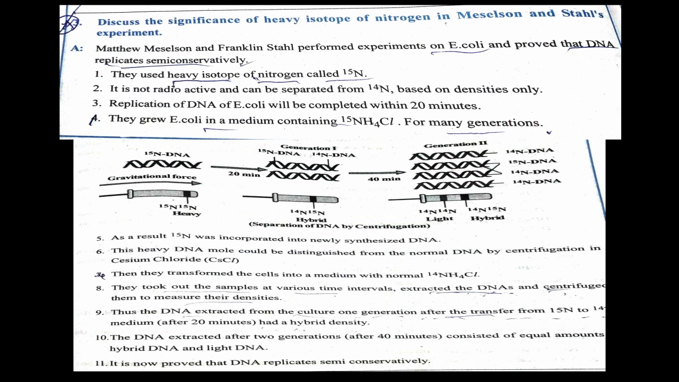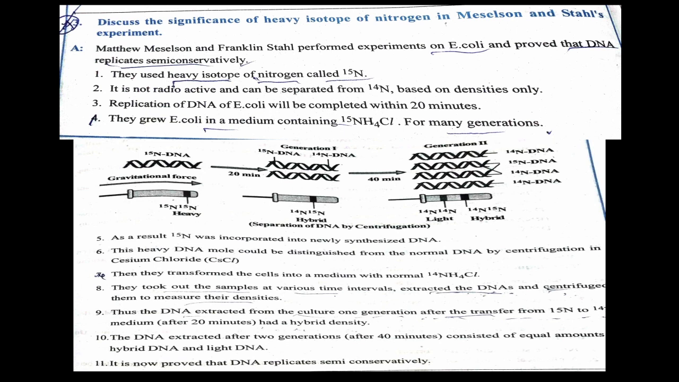For this, they used the heavy isotope of nitrogen called 15N. It is not radioactive and can be separated from 14N based on density only. The replication of DNA of E. coli is completed within 20 minutes. They grew E. coli in a medium containing 15NH4Cl for many generations. As a result, 15N was incorporated into newly synthesized DNA.